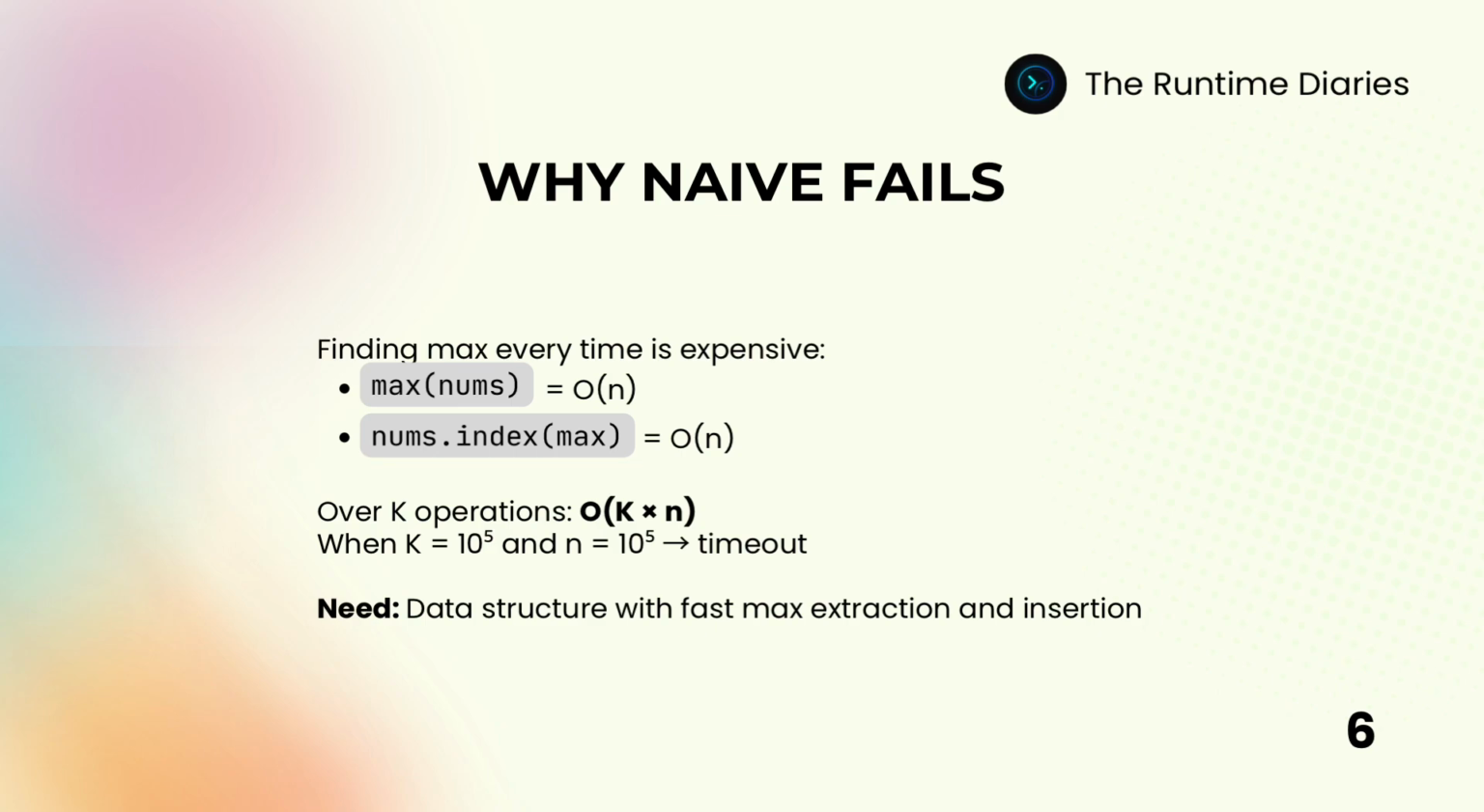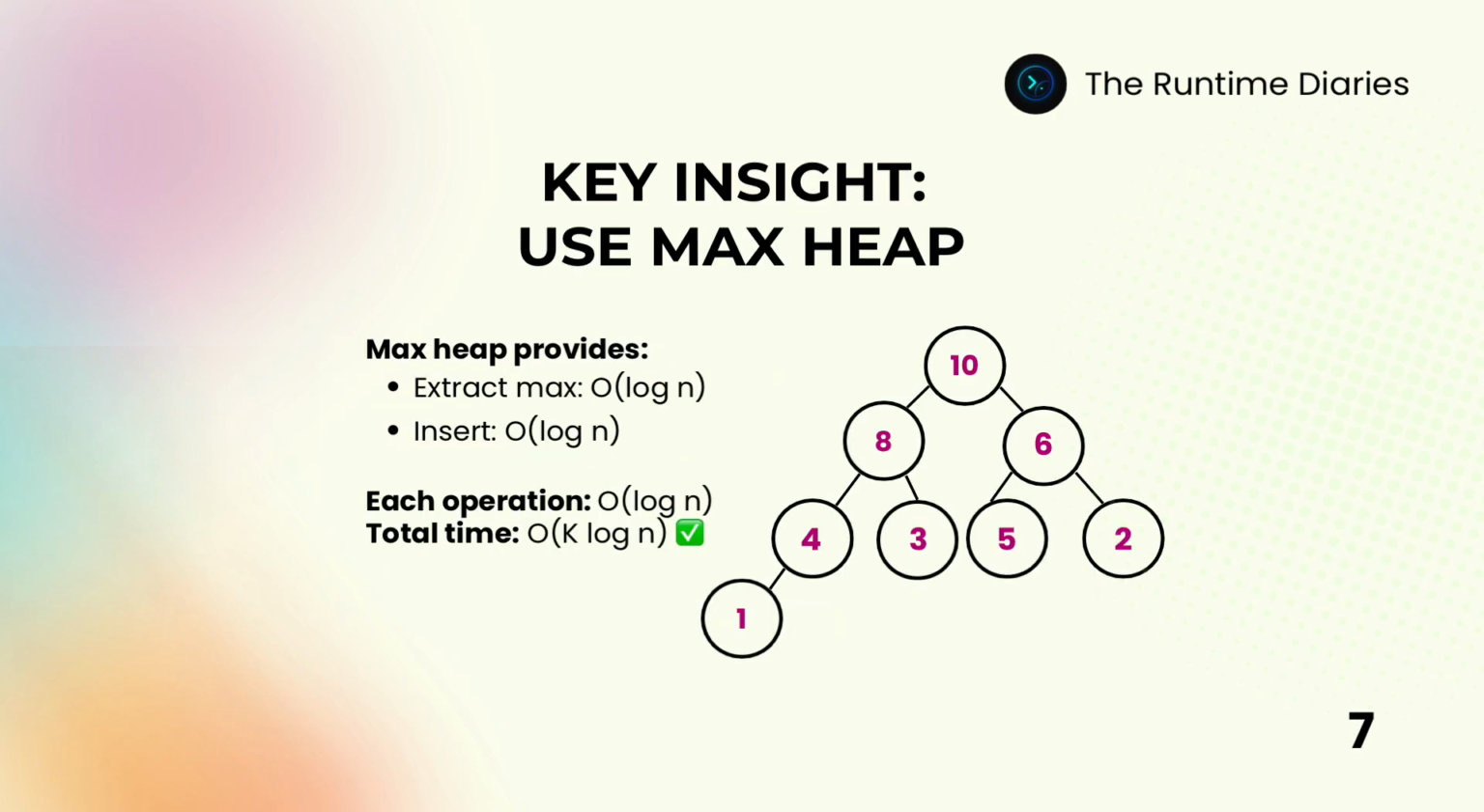We need a data structure that gives us fast get max and a fast insert new value. And that's where heaps come in. Heaps are perfect for this problem. Here's why. A heap is a tree-based data structure that maintains a specific property. The largest element in a max heap, or smallest element in a min heap, is always at the root.